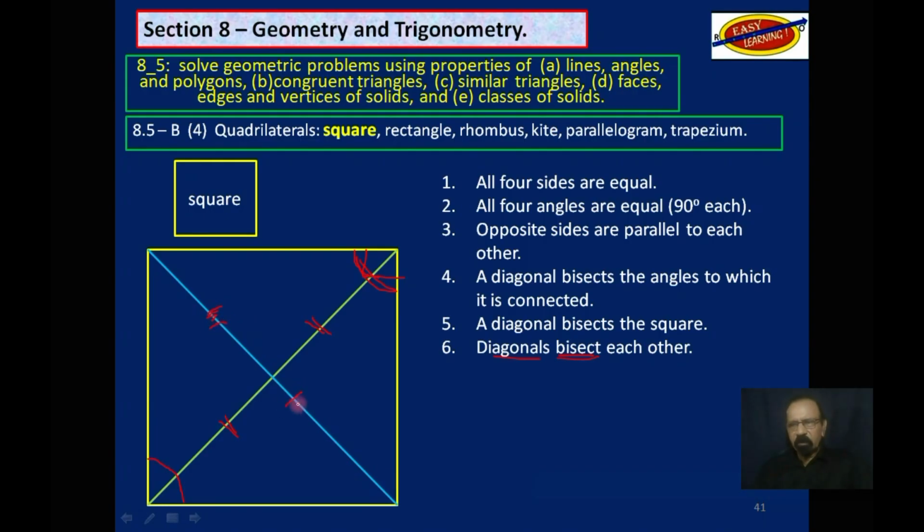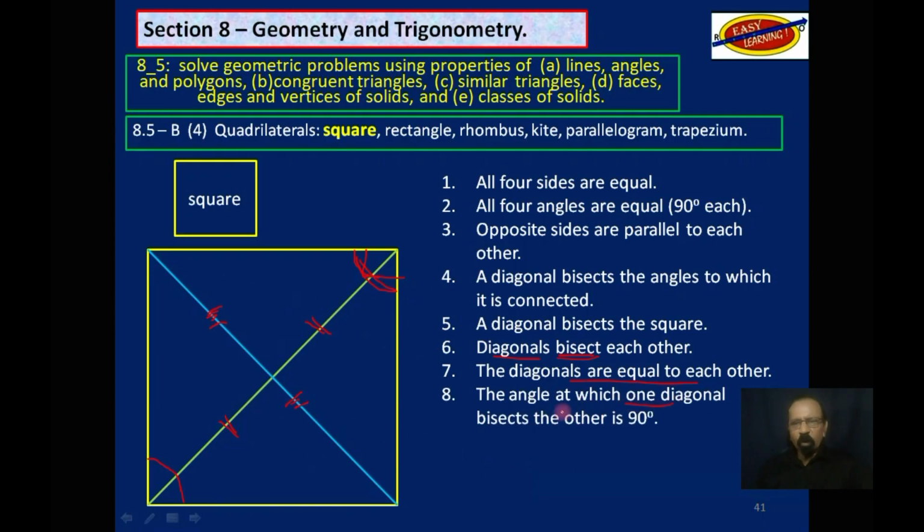So the diagonals bisect each other. The diagonals are equal to each other. The blue diagonal is equal to the green diagonal. The angle at which one diagonal bisects the other is 90 degrees. This angle here is 90 degrees. So each of the angles here is 90 degrees. So those are 8 properties that we know a square has.